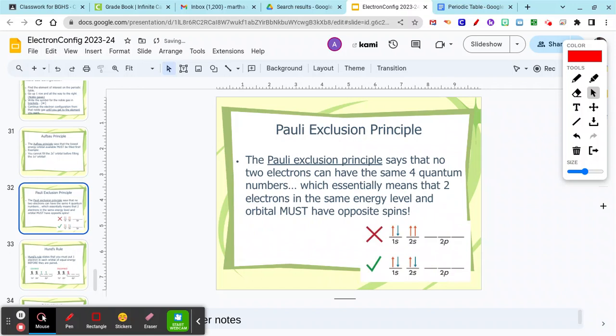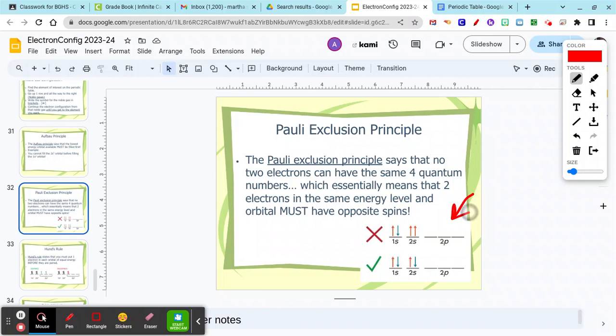Okay, next slide. The Pauli exclusion principle says that no 2 electrons can have the same 4 quantum numbers. So that is why, when we talked about the spin of electrons, that is what makes the electrons in the same orbital have a different set of quantum numbers. They have to have opposite spins. So the way that we represent this when we are doing orbital notation is we use arrows that are pointing in opposite directions.